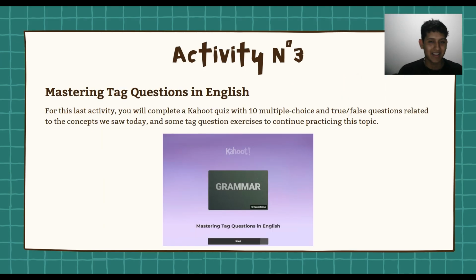Now we have the activity number 3, mastering tag questions in English. For this last activity, you will complete a Kahoot quiz with 10 multiple choice true or false questions related to the concepts we saw today. The rules, the difference between the normal questions, some basic grammar rules or definitions, and some question exercises to continue practicing this topic. So you can pause the video now and go solve the activity 3.